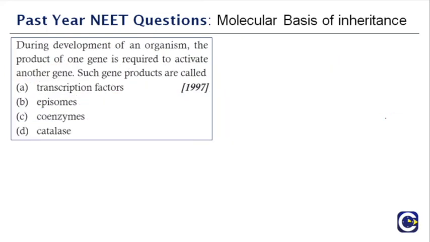During development of an organism, the product of one gene is required to activate another gene. Such gene products are called transcription factors, episomes, coenzymes, catalase. So read the question again. During development of an organism, the product of one gene is required to activate another gene.